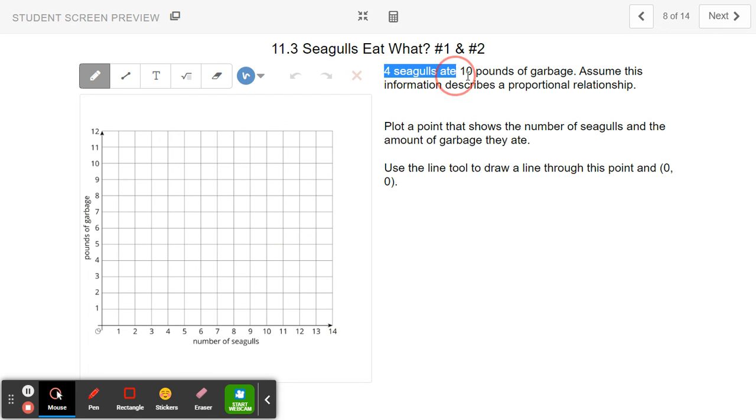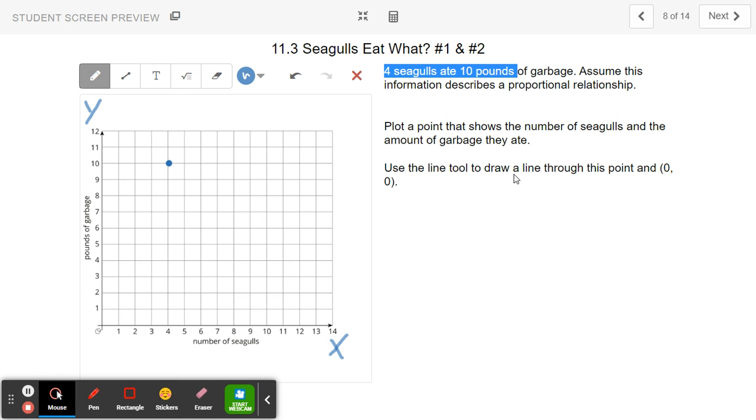So this is the information they gave us. 4 seagulls ate 10 pounds. I need to come over here and decide, okay, what's the x representing in this graph? And when I see it, oh, okay, the x is the number of seagulls. Cool. And the y is the pounds of garbage that they eat. So I know 4 seagulls. So I'm going to come over to 4, ate 10 pounds of trash. So I have to go all the way up to 10. And here's that point, right?